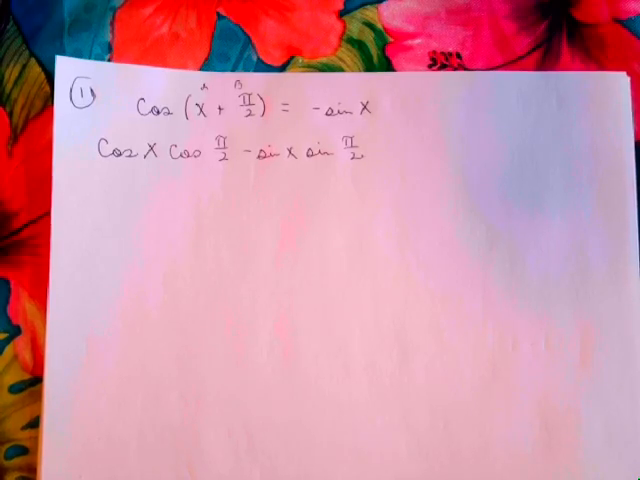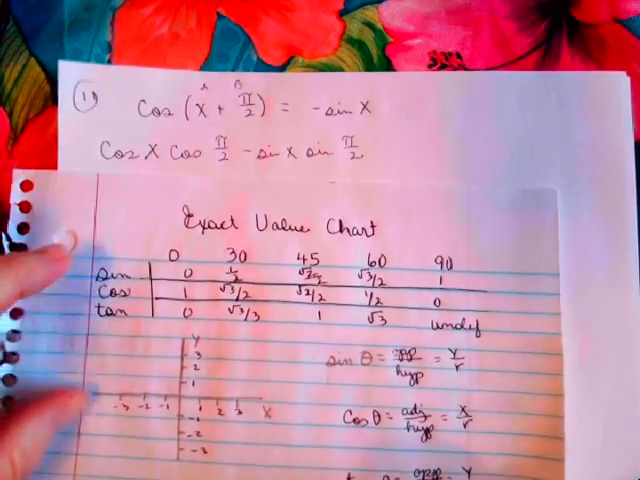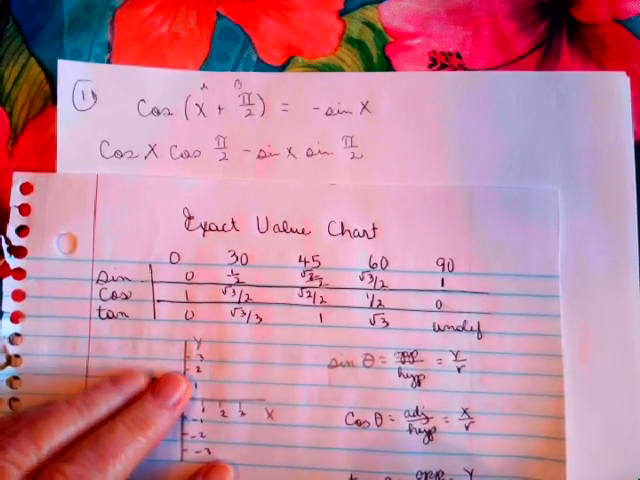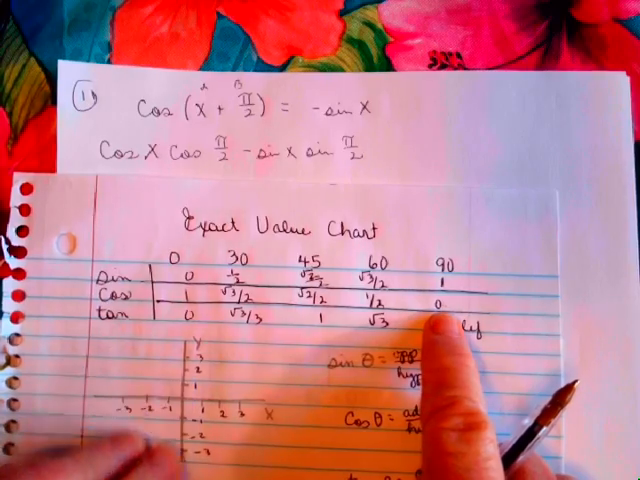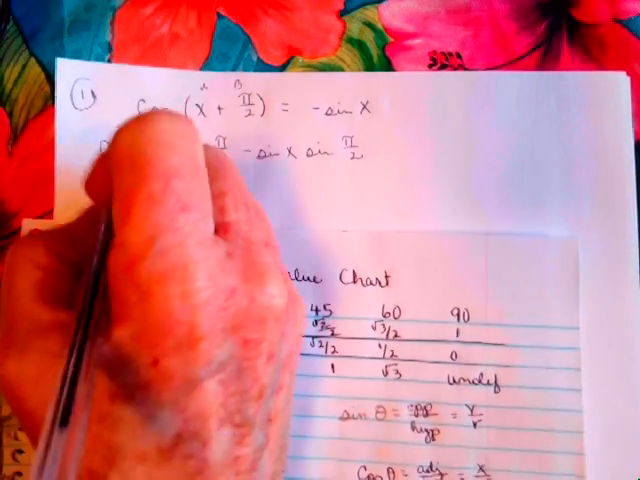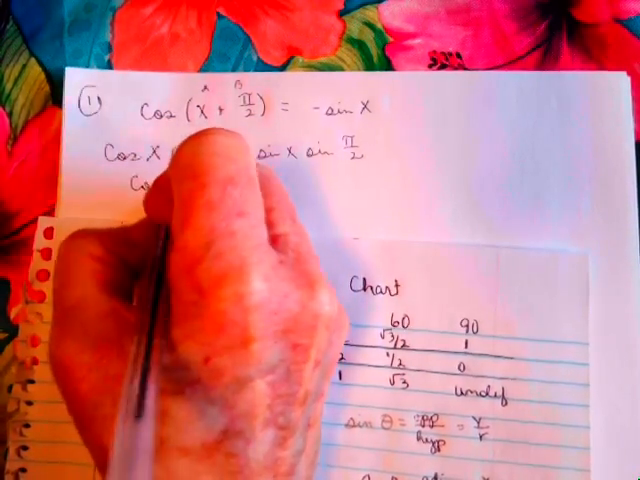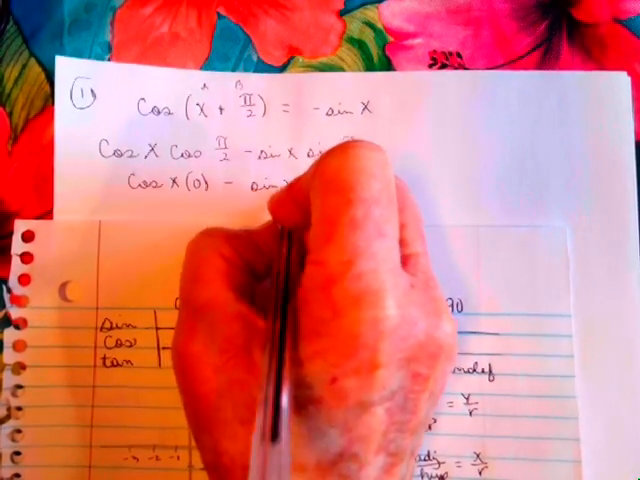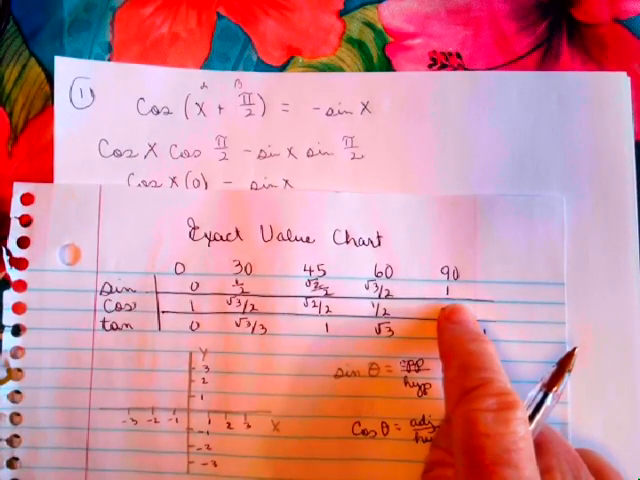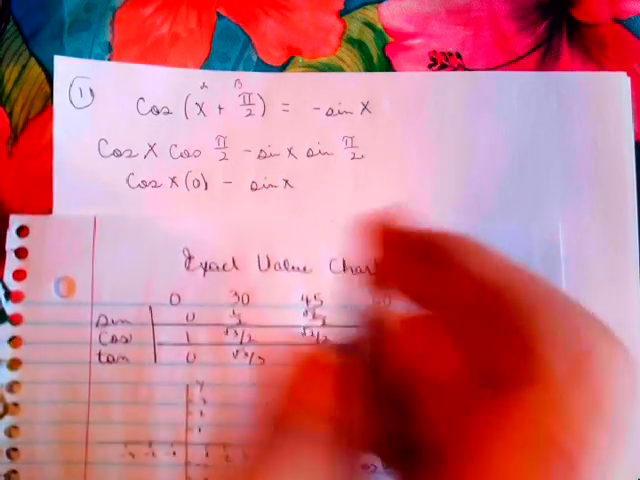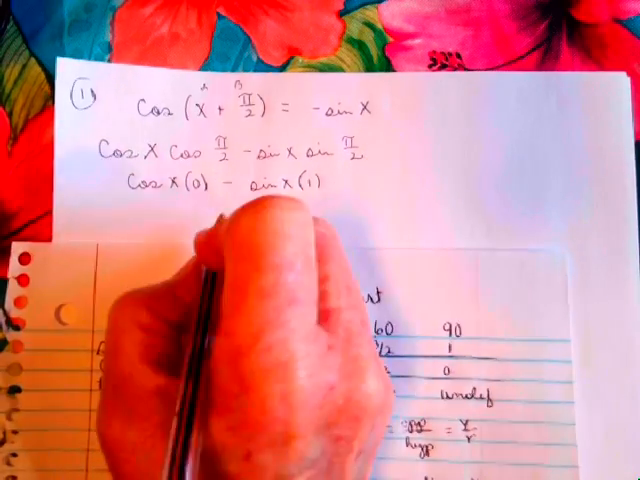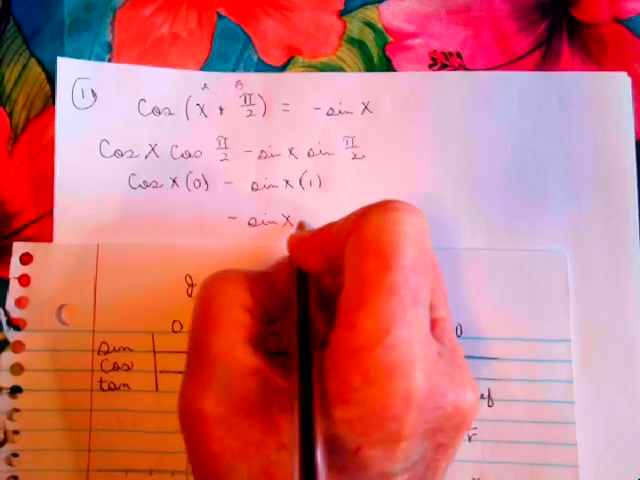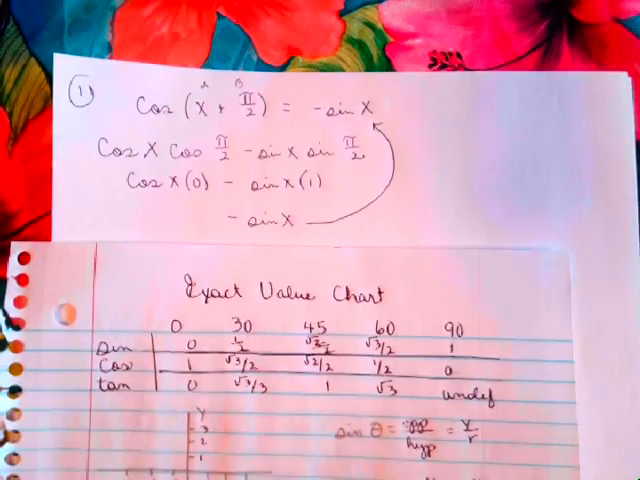Look at your exact value chart. You know that pi over 2 is 90 degrees. What is the cosine of 90 degrees? 0. So I have cosine of x times 0 minus sine of x. What is the sine of pi over 2? 1. 0 times anything is 0, so I just have negative sine of x, and guess what? That's what we wanted.